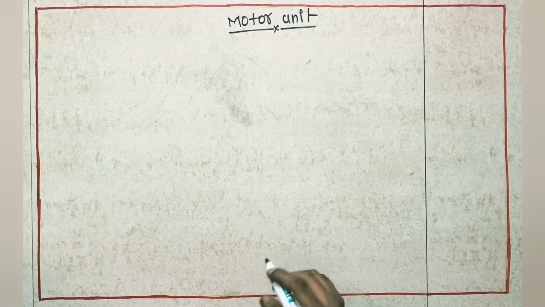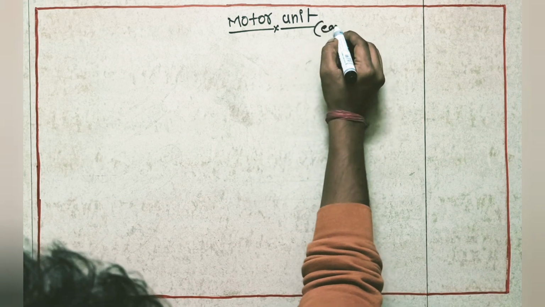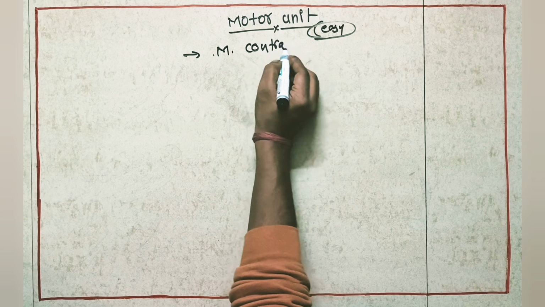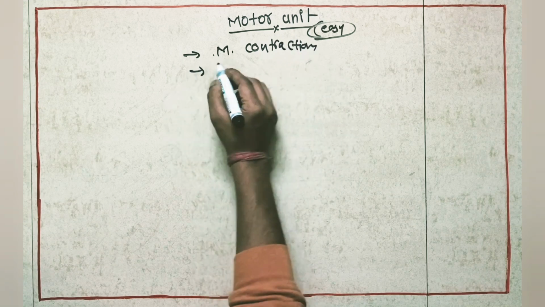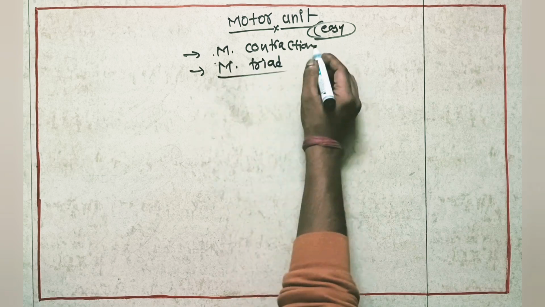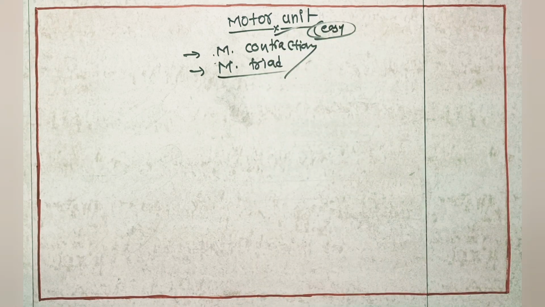Motor unit. This motor unit is very easy to understand. First we should understand what muscle contraction is. Then we should know what the muscle triad is. If we know these two, then it is very easy to understand.